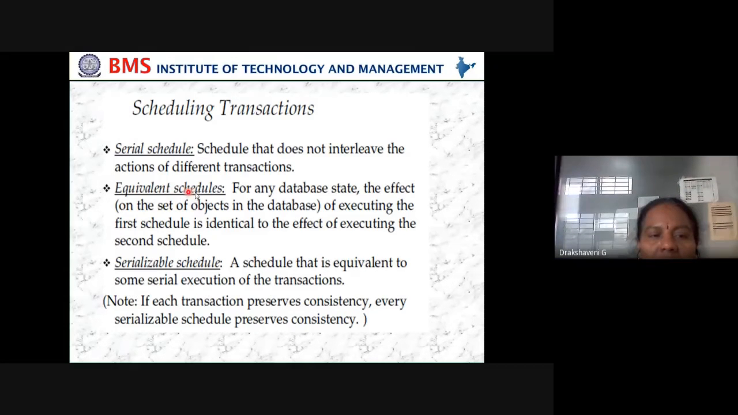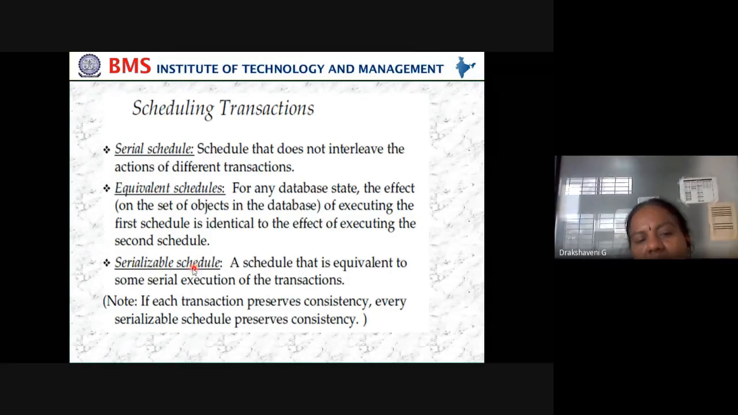Then equivalent schedule: for any database state, the effect of executing the first schedule is identical to the effect of executing the second schedule. That is what equivalent schedules are.